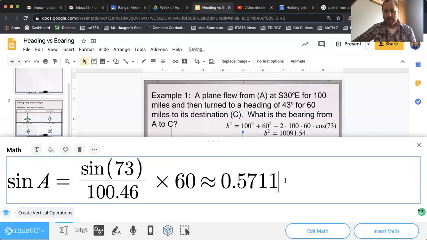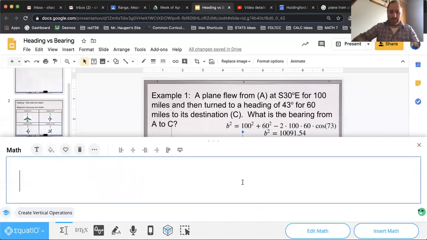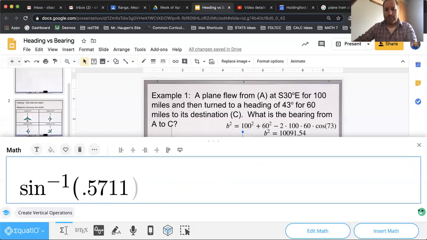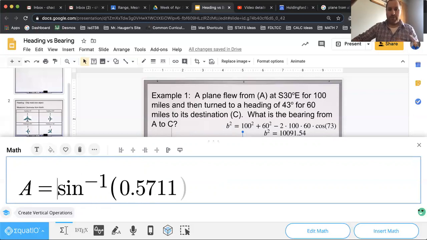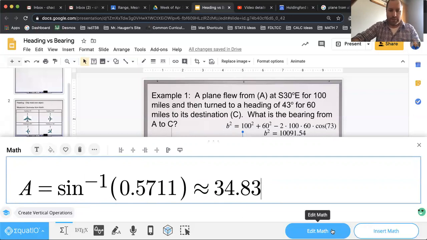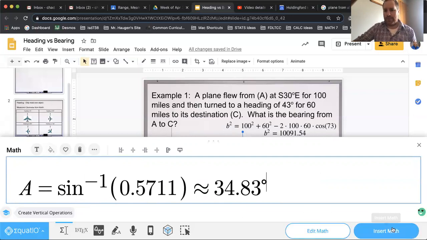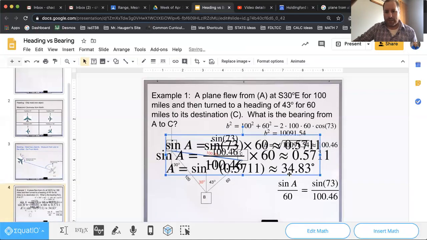And so then in order to work this out, we would do the inverse to find that angle. So I would use my sine inverse of 0.5711. 0 in front there so we can see that. And that's what that angle is going to be. So we use our inverse to finally find that angle, which says that's about a 34.83 degree angle. Okay. Let's put that in there, right?